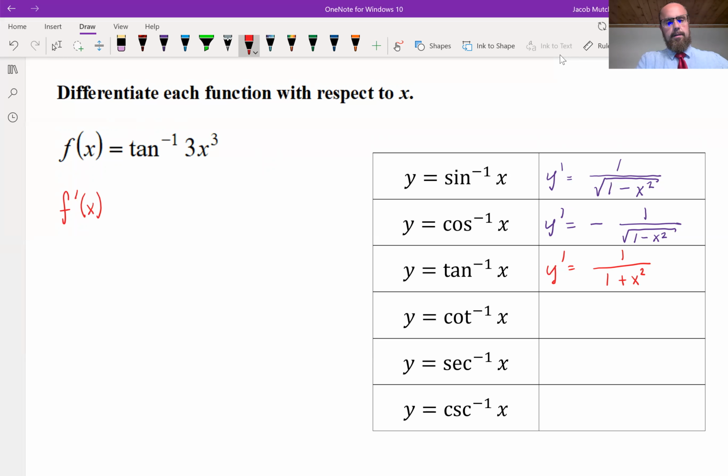And in fact, let me not get ahead of myself. Let me call f at u the inverse tangent of u. And u itself we're going to define as that composed function 3x cubed. So really the same type of setup that we used for chain rule in our first example.